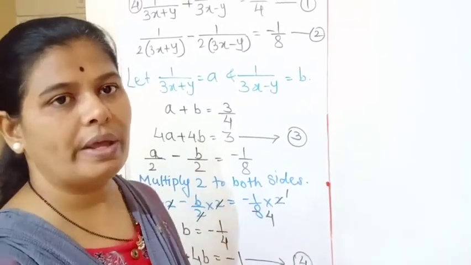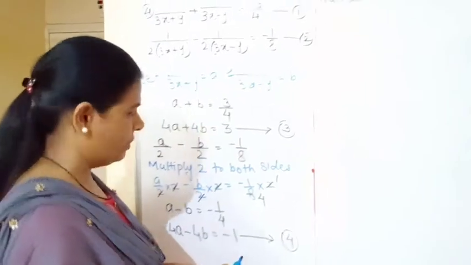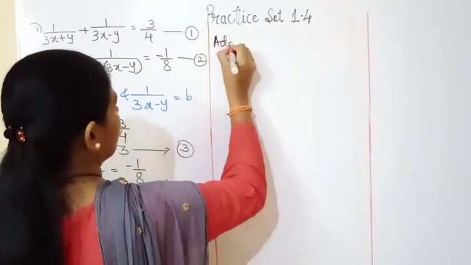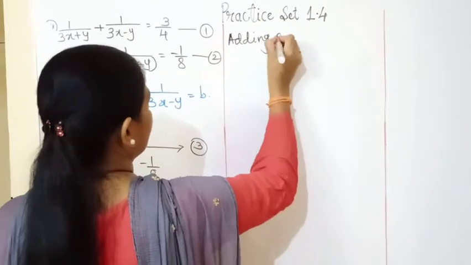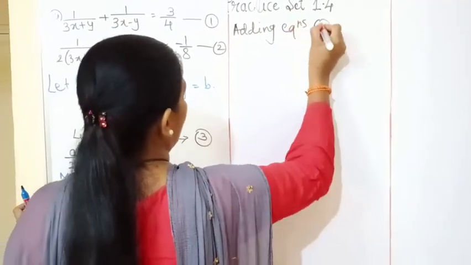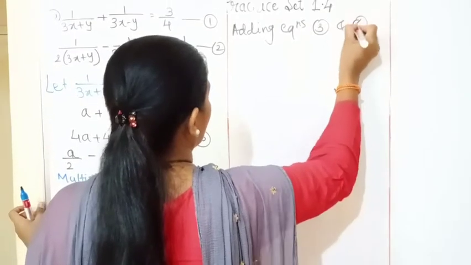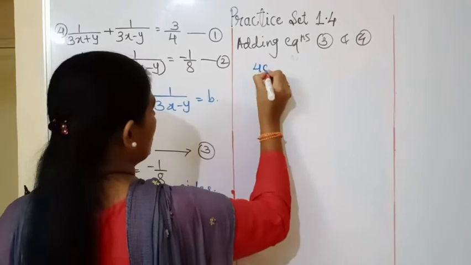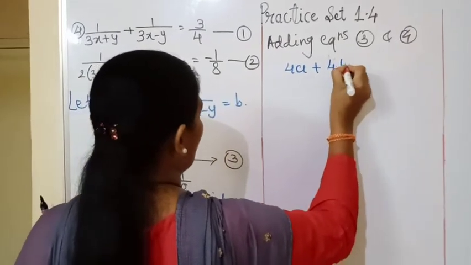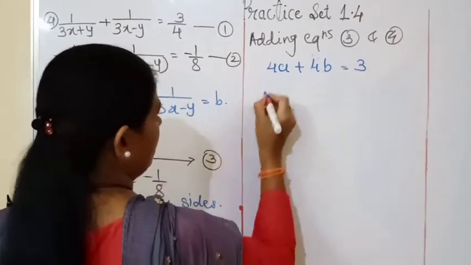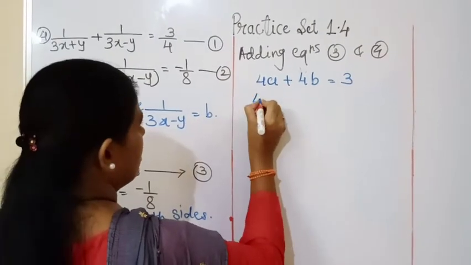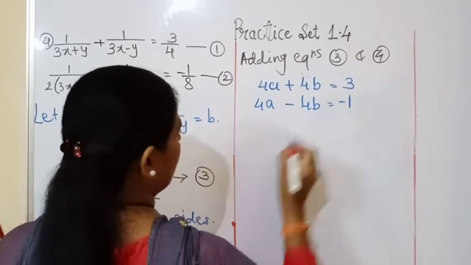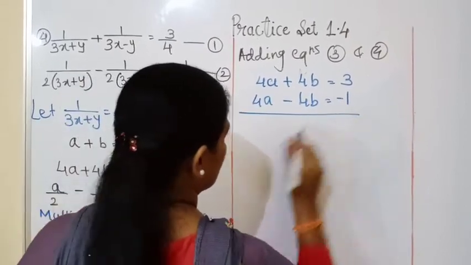So for us it is very easy to add, so we will prefer the addition. So we will write here, adding equations 3 and 4. Okay, so we will add the equation 3 and 4. Equation 3 is 4a plus 4b equal to 3, and equation 4 is 4a minus 4b equal to minus 1. So we will add these equations.